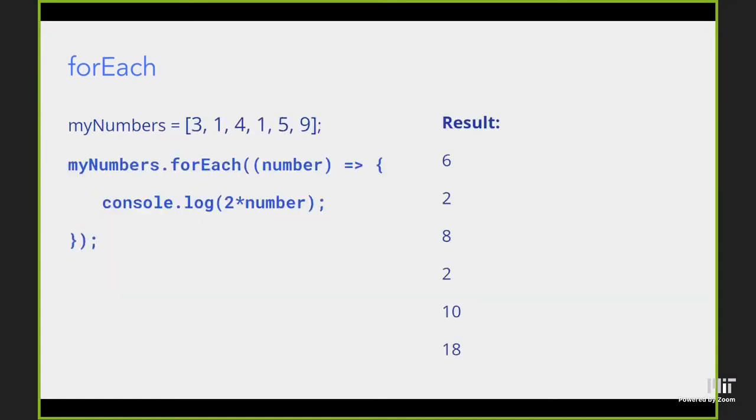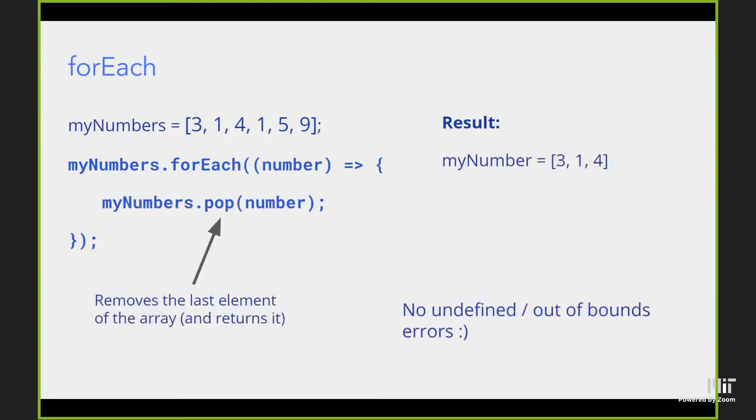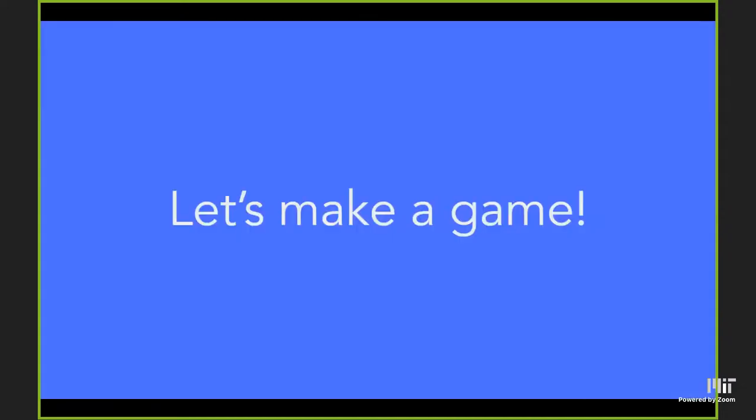You have an array of numbers like this. You can use forEach, then print out two times whatever that number is, and it just prints out two times the number. The array is unchanged. You can also use, for example, myNumbers.pop. By the way, the pop function just removes the last element. So in this case, it'll give you the first half of the array. It might be a little funny to see why this actually happens like this, but essentially it looks at each element and then it does whatever is in the function. Very useful because you won't get any sort of undefined or out of bounds errors. So we'll be using this in this workshop. All right, so let's get started.